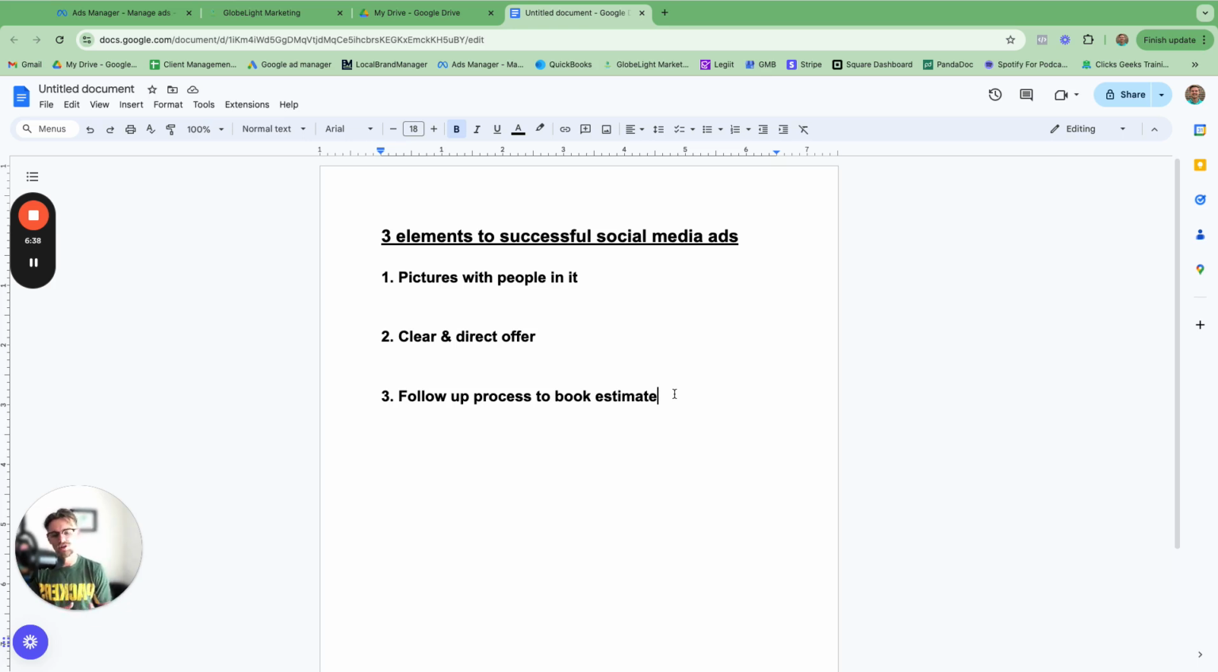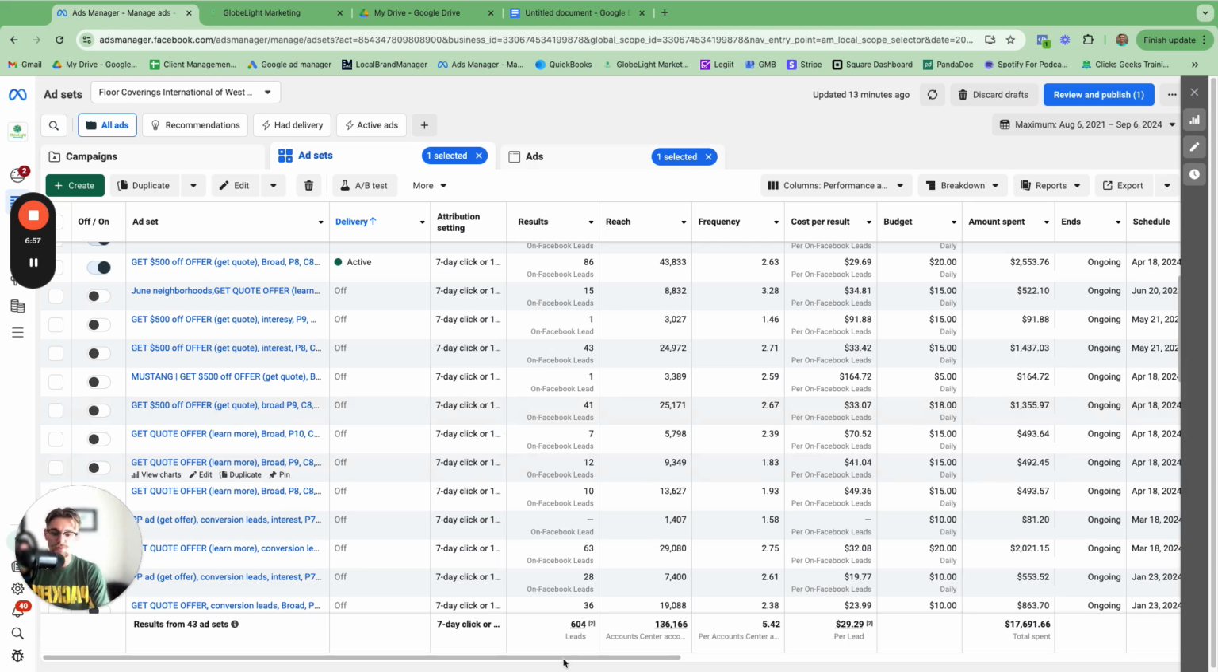So make sure you've got a rock solid follow-up process in place that has a lot of speed to it. Speed is really, really king here. The faster you can follow up, the more appointments you're going to book. It's just as simple as that. So those are the three elements that we really emphasize a lot within this campaign for this client. That's what's allowed us to generate over 600 leads for $29 a pop.